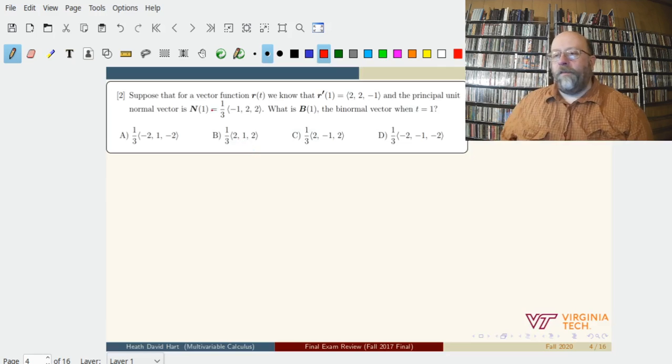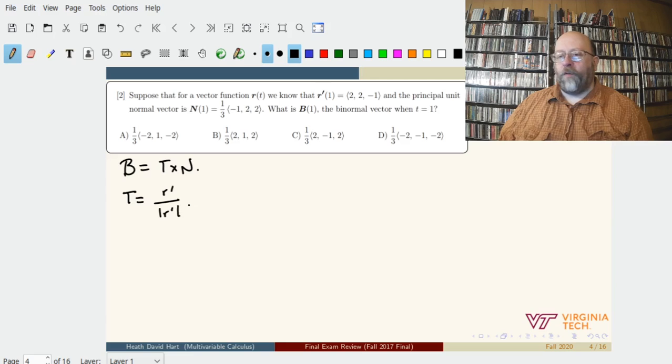Let's suppose for a vector function r of t, we know that r prime of 1 equals this vector. Sorry, not r prime is equal to 1, say that again, r prime of 1 equals this vector. And the principal unit normal vector is equal to this. What is the binormal vector when t equals 1? So we know that the binormal vector is t cross n.